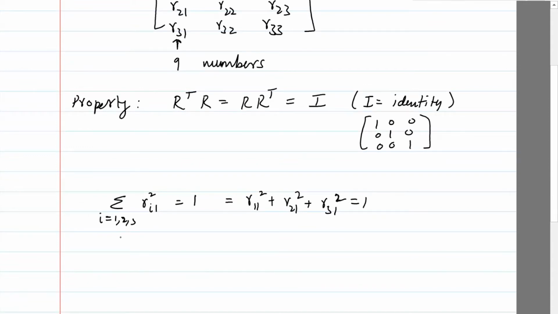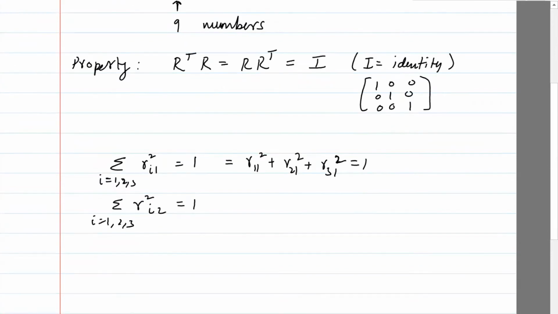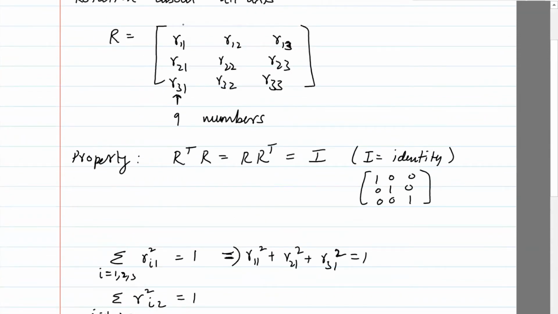That's right. And then we have similarly R square I2 equals 1, where I goes from 1 to 3. And similarly R I3 square, where I goes from 1 to 3, should also be equal to 1. So you can write similar expressions for these, but that means that if you take any column and take the sum of squares, that should add up to 1.